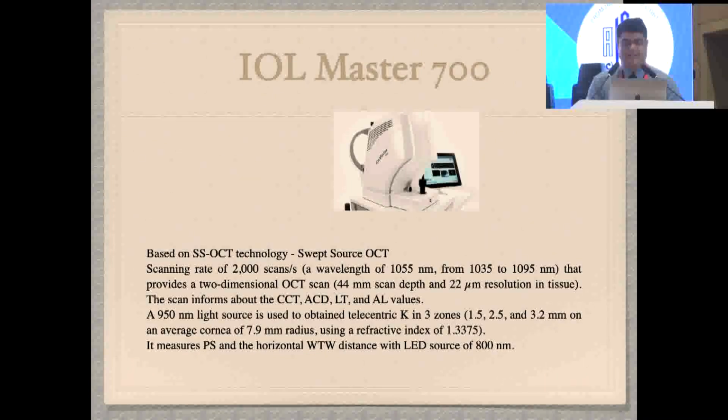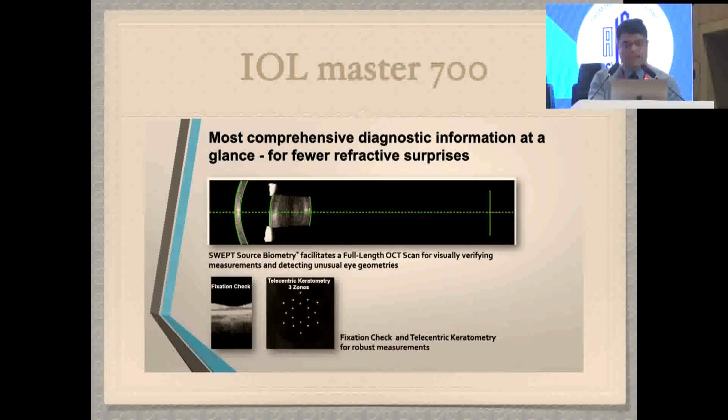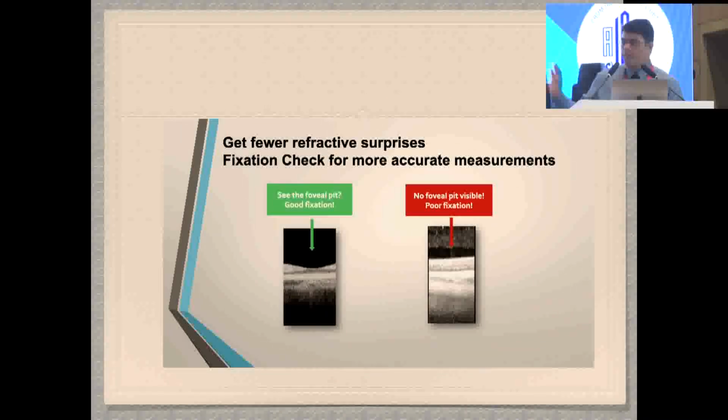IOL Master 700 is based on swept source OCT, and it has a scanning rate of 2000 scans per second. It gives corneal thickness, anterior chamber depth, lens thickness, and axial length values. It measures keratometry in 3 zones, 1.5, 2.5 and 3.2 millimeters, as you can see here. These 2000 scans are taken per second in 6 meridians: 0, 30, 60, 90, 120 and 150 degrees. And you can actually see whether the patient fixation is proper or not.